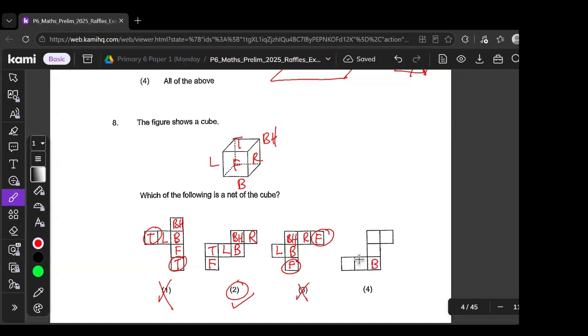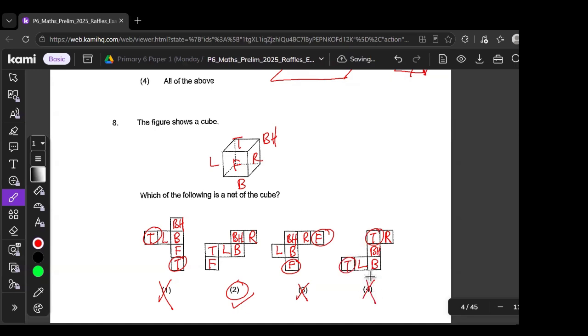Bottom. This is the left. This is the top. This is the behind when you fold up. This is the top. Top. And this will be your right. So you have two tops, which is not possible. So number 4 is out.